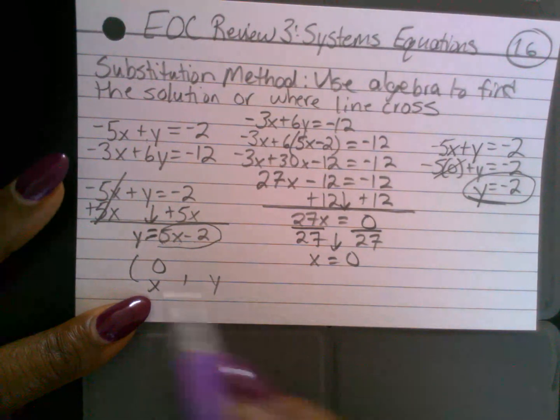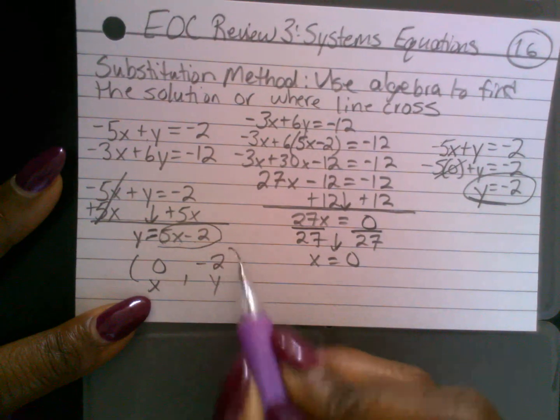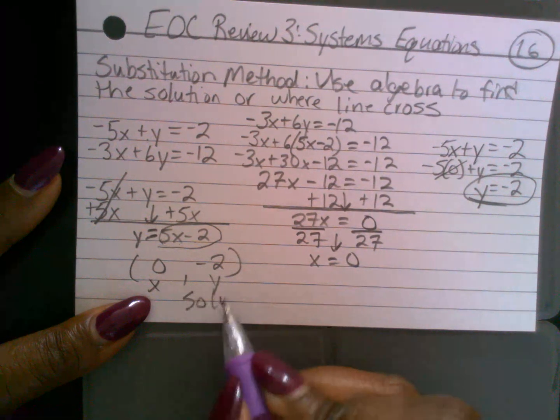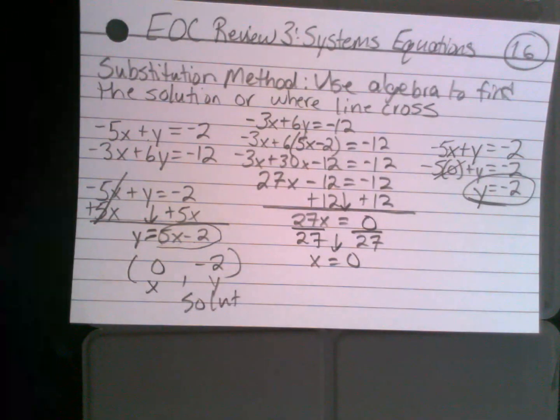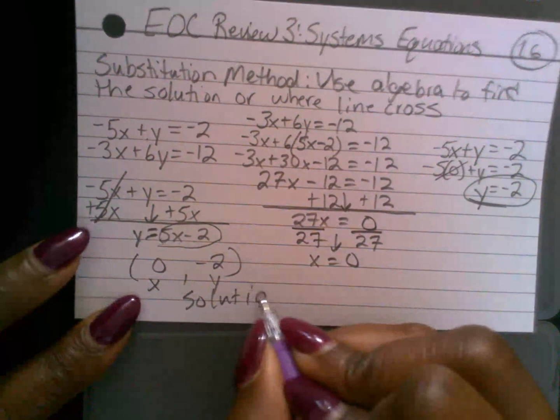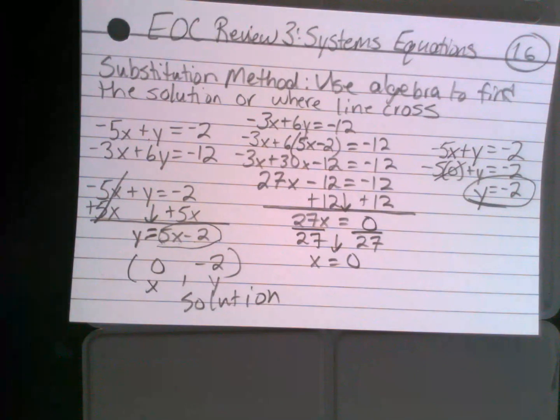So my ordered pair is 0, comma, negative 2. This is going to be my solution. This is the solution there. Okay? So that's how you do the substitution method.